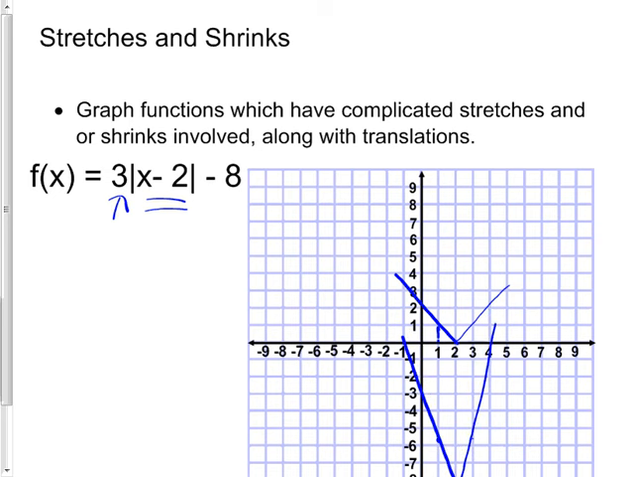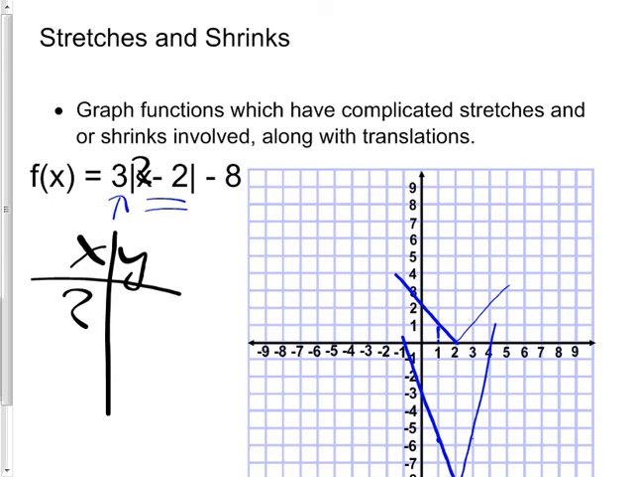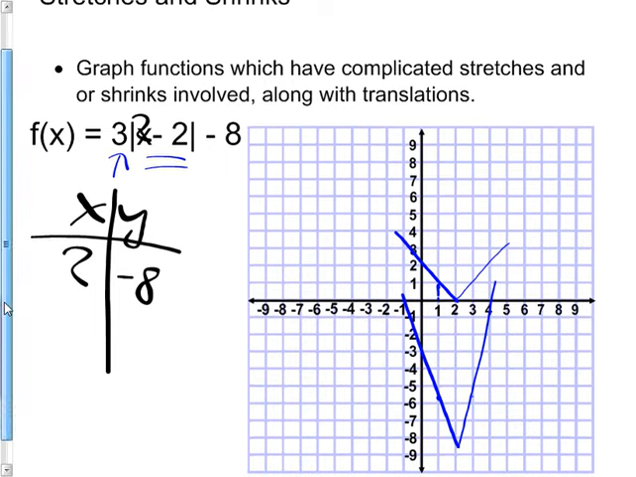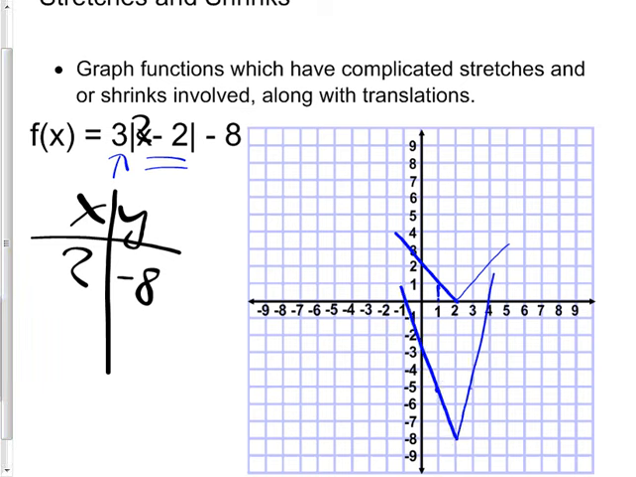XY chart. And if I just check a few points, I can make sure I didn't screw something up. What's a good point to check? What's the perfect number to pick here? 2. Now why 2? Because when I put in a 2, I get a 0 in there, and it makes most of the thing cancel out, and it's just 8. 2, negative 8. So if I go to 2, negative 8, it's off the screen a little bit, but there. And I shifted it a little too far because it was off the screen. There we go. So already my XY chart made me make a little correction to make sure I did it right. Okay, so 2, negative 8's on my graph.